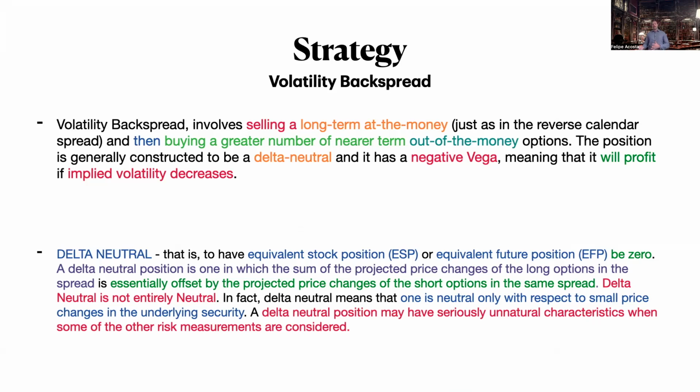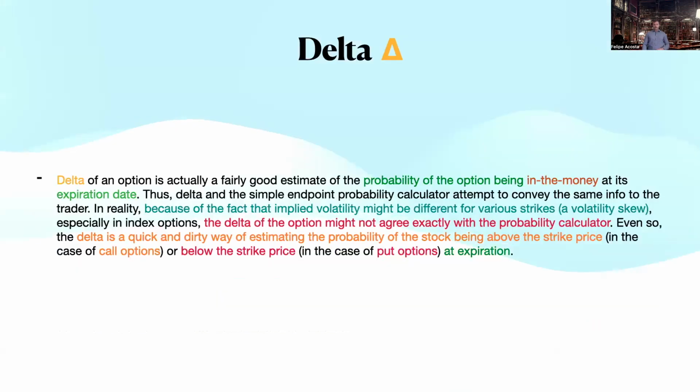A delta neutral position may have seriously unnatural characteristics when some of the other risk measurements are considered, which are the other Greeks, right? Like gamma, rho, and theta. When those change, the position basically can no longer be delta neutral.